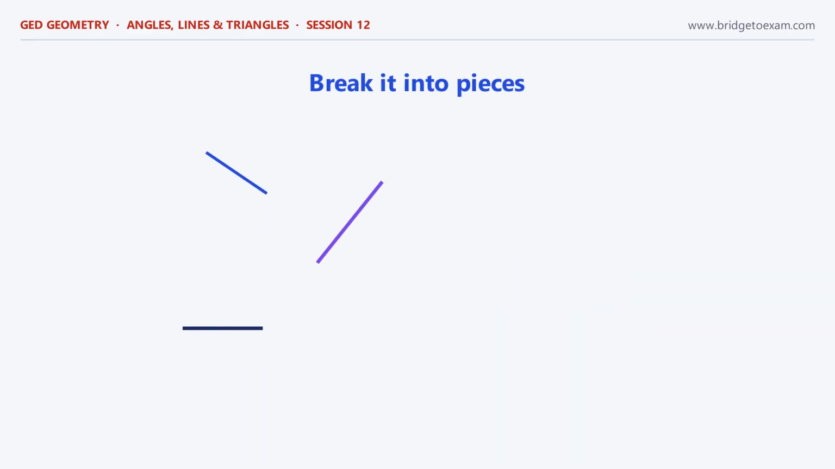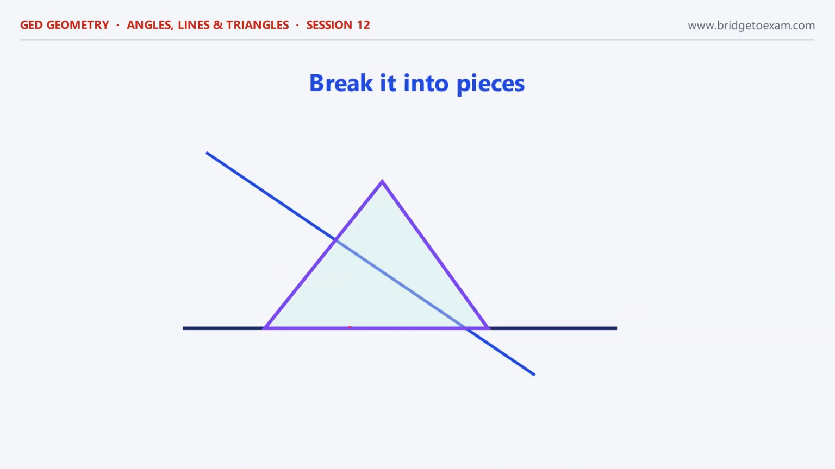What about a complicated figure with lines and triangles all tangled together? Don't panic, and don't try to see the whole thing at once. Break it into the pieces you already recognize. A straight line here, a crossing there, a triangle over here. Each piece is something you've already mastered. Apply one rule at a time, to one small piece at a time, and the figure unravels.